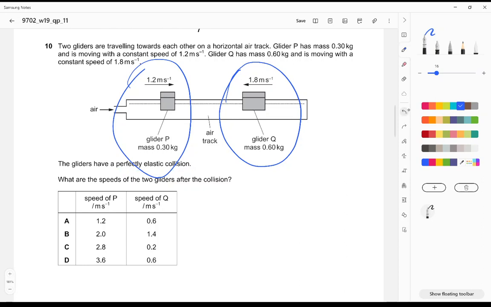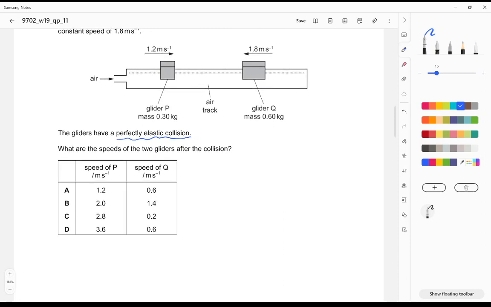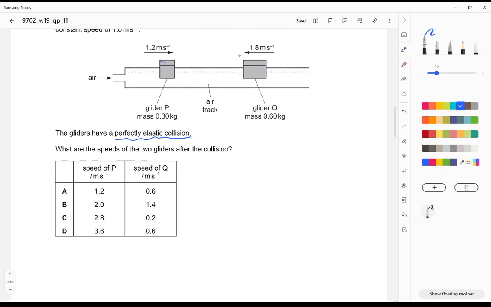Our target is to find the speeds after the collision, but the important statement is that this collision is completely elastic in nature. If this collision is perfectly elastic, we can use the law of restitution to answer this question. The law of restitution states that relative speed of approach must be equal to the relative speed of separation. So if we look at this diagram, they are approaching each other, right? So visually they are approaching each other. So their speeds should directly add up, and that should be 3 meter per second.